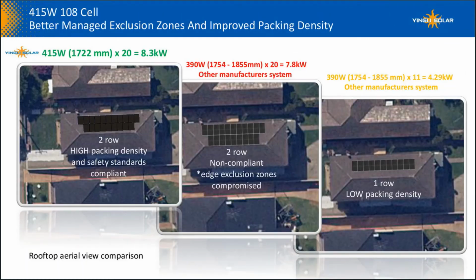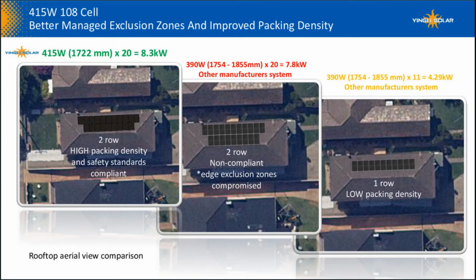In this example, we'll look at how we can better manage exclusion zones and improve the packing density of the solar system on the roof. The example on the far right is a competitor's 390 watt panel, which has a lower wattage and a longer frame length than the 108 415 watt module. Although you can safely pack in one row and maintain a safe and compliant work zone and support a structurally sound installation, you're only fitting 4.3 kilowatts of solar.